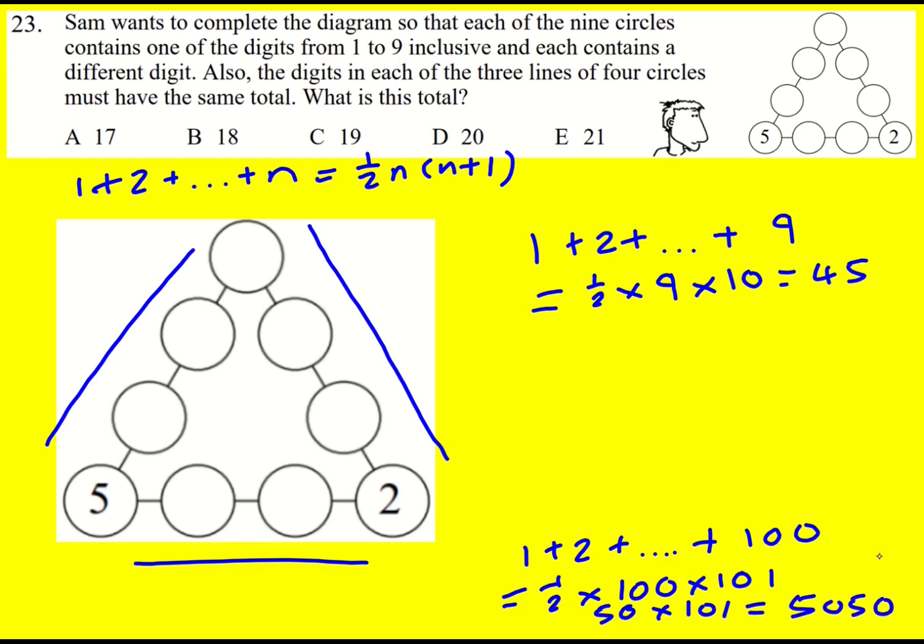In fact, there's a famous story about a young boy called Carl Friedrich Gauss, about how he managed to do this in school one day. He went on to become one of the greatest mathematicians of all time.